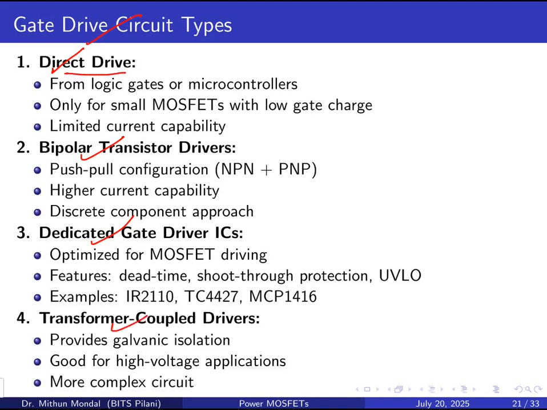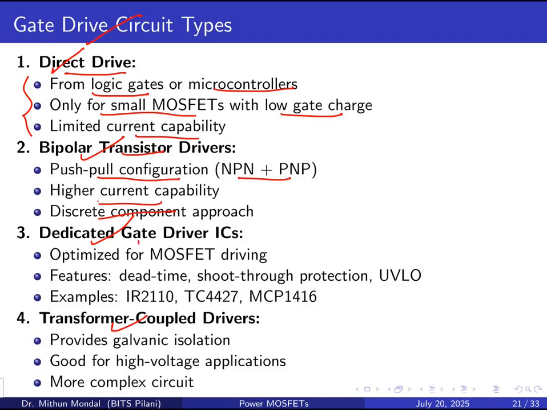The direct drive comes from logic gates or microcontrollers. It is used only for small MOSFETs with low gate charge, and it is limited by the current capability. The BJT drivers are basically a push-pull configuration, which is a combination of NPN and PNP transistors. They have higher current capability and use a discrete component approach.